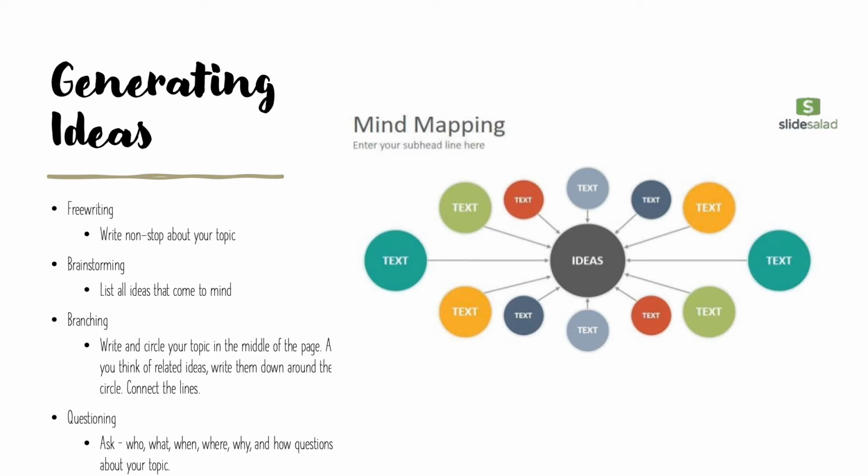And then the last generating idea strategy is questioning. So just asking, like, who is this writing about? What is it about? When does it take place? Where is it taking place? Why am I writing this? And how am I going to get my point across to the reader? So those are ways of generating ideas. Come back to the slide when it is time for you to complete the generating ideas assignment.